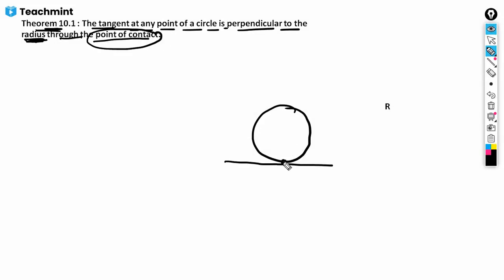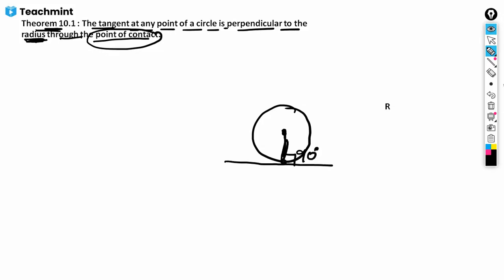I'm going to repeat it once again. There is a circle and there is a tangent. The statement says that a tangent at any point on a circle is perpendicular to the radius through the point of contact. Here is the point of contact. The radius has to join from the center of the circle to the point of contact, and it makes a 90-degree angle. I hope the statement is clear to everyone.